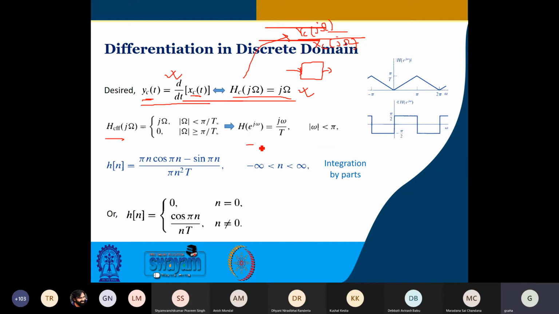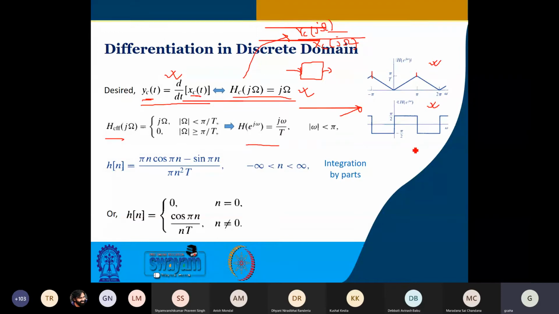So if this is the case, then what you are looking at is realizing an H(e^jω) which has a magnitude response like this and a phase response like this. The magnitude response is understandable. It is increasing linearly with frequency, and then because of the repetition, from minus π/2 to π/2, after that it is symmetrical, it is coming down. So only this part is what matters.